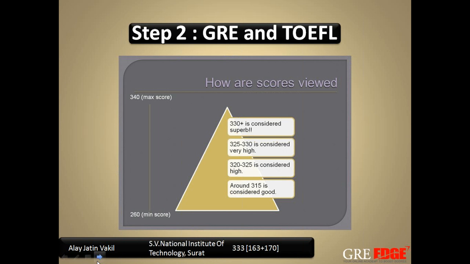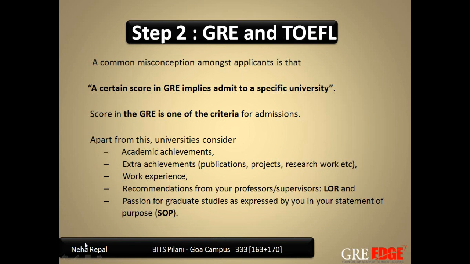So, getting on with the seminar. Step 2, the GRE and TOEFL. We have seen the different GRE score brackets which are considered very high and good scores. And as I listed, there is a certain misconception amongst applicants that if you get a certain score, like 325, then it's a definite slip to get into a specific university.